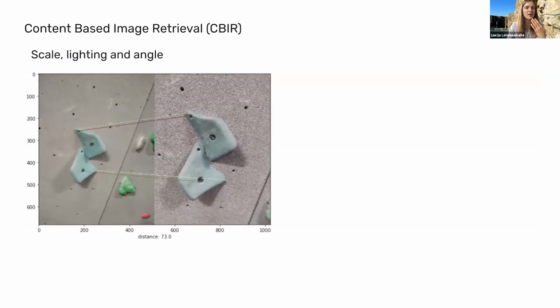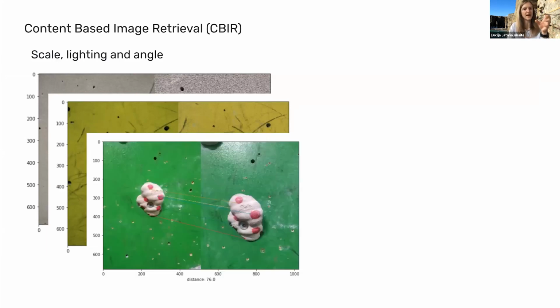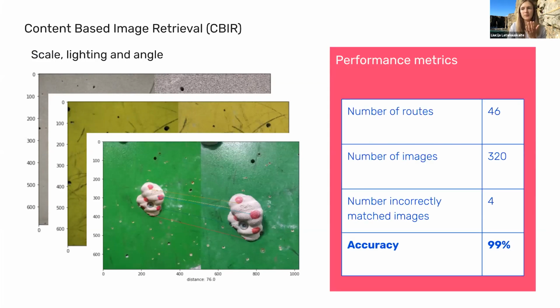And it deals well with the scale here. You can see it's further away, but it still works quite well. Lighting is different, still captures the features. And with the other one where the angle is slightly different, it still works quite well. And the overall performance is actually 99%. So it pretty much matches the neural net performance here.